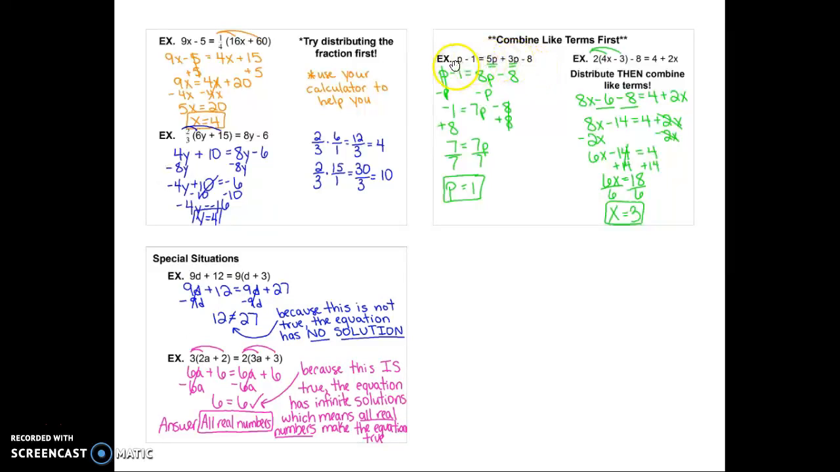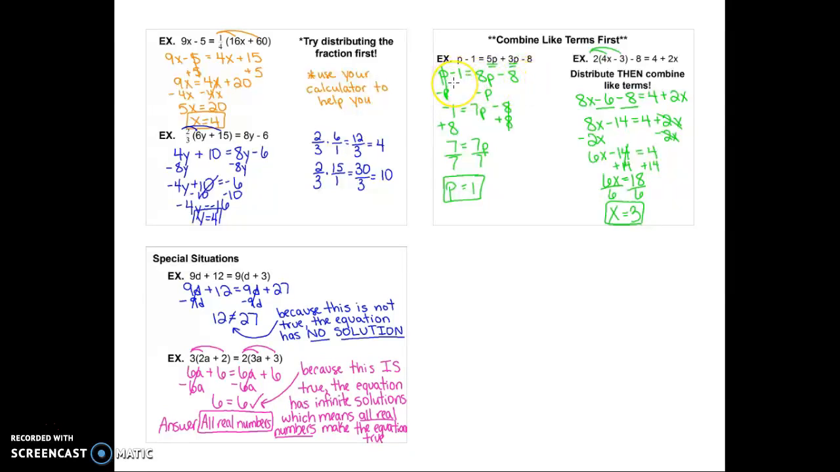So in this case, our first step has to be to combine the like terms. Now on my left-hand side, p minus 1, nothing combines there, and that's fine. But on the right-hand side, we have 5p plus 3p, which are like terms. So we first need to combine those together, and that gives us an 8p. Remember to carry down that minus 8.